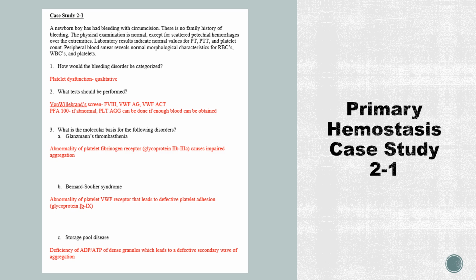Here we are again, case study 2-1. Now that newborn baby has had bleeding with circumcision and there's no family history. The physical examination is normal, except for the scattered petechial hemorrhages over the extremities, and all of the laboratory results are normal. The values are normal for the PT, the PTT, and the platelet count. And our peripheral blood smear indicates normal morphological characteristics for red blood cells, white blood cells, and platelets. So nothing out of the ordinary, aside from those petechial hemorrhages and some of that bleeding after circumcision.